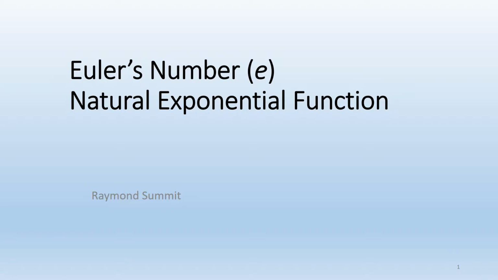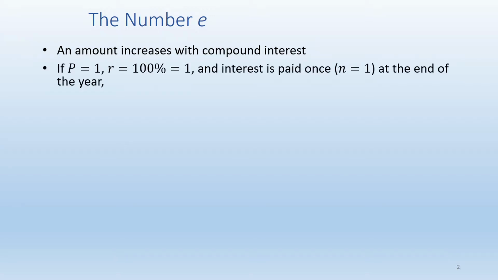In this lesson, we'll see how Euler's number e is defined, and we'll use it to define the natural exponential function. To derive the number e, we'll consider an amount that's invested with compound interest. Now, to make it easy, we'll have the principal amount of 1. The rate of interest is going to be 100%, which is 1. That means that after 1 year, the amount that we have has doubled.